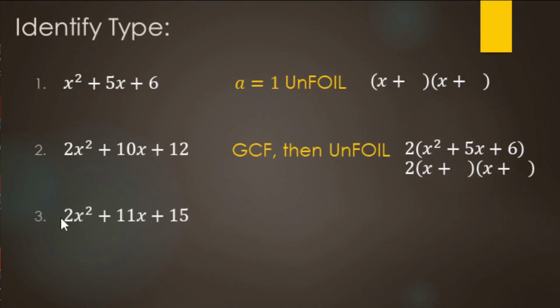So a does not equal 1. However, this 2 does not divide the other 2 terms, so it does not have a greatest common factor. So you're doing a doesn't equal 1, and there's several different ways of doing it. This video is going to be on guess and check.